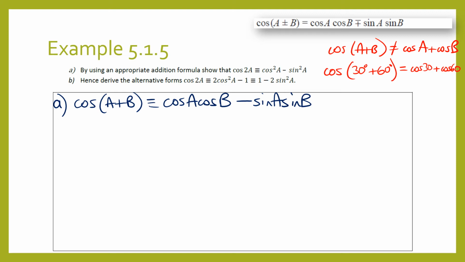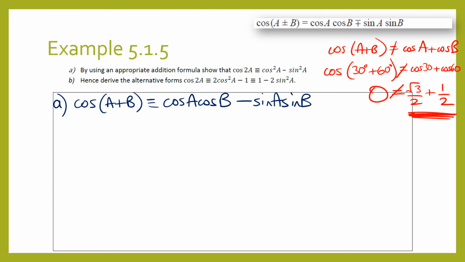Let's find out. On the left hand side, cos of 30 plus 60, that's cos of 90 degrees. Cos of 90 degrees is 0. On the right hand side, cos of 30 degrees is root 3 over 2. Cos of 60 degrees is a half. And a half plus root 3 over 2 is definitely not equal to 0. These are both positive numbers. When you add them together, you can't get an answer of 0. So they're not equal. So that proves cos of A plus B does not equal cos A plus cos B.